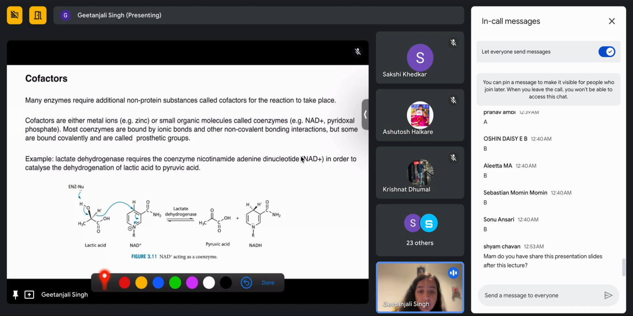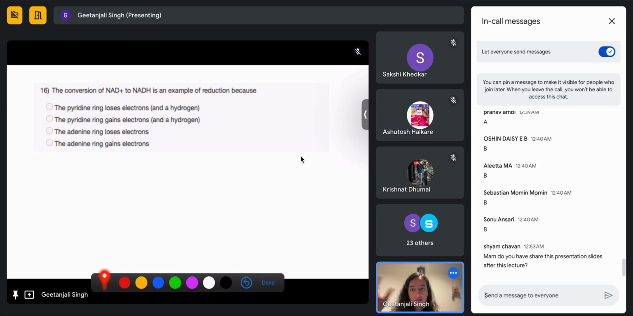Let's take a question here. It was from your week 0 assignment, just for a very basic interaction. The conversion of NAD plus to NADH is an example of reduction because A, the pyridine ring loses electrons and a hydrogen. B, the pyridine ring gains an electron and a hydrogen. C, the adenine ring loses electrons. D, the adenine ring gains electrons.